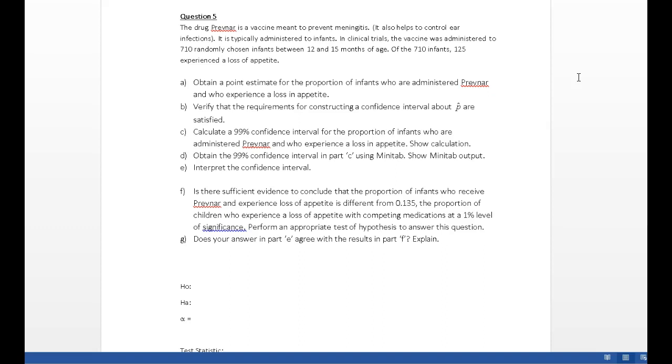Geez, they're toddlers, not infants. Of the 710 infants, 125 of them experienced a loss of appetite.